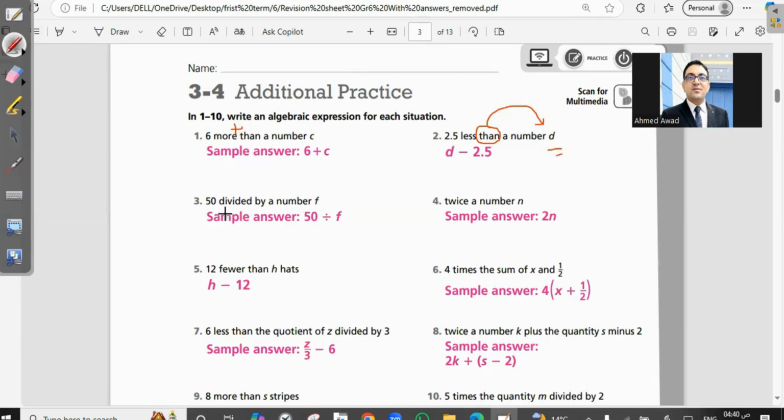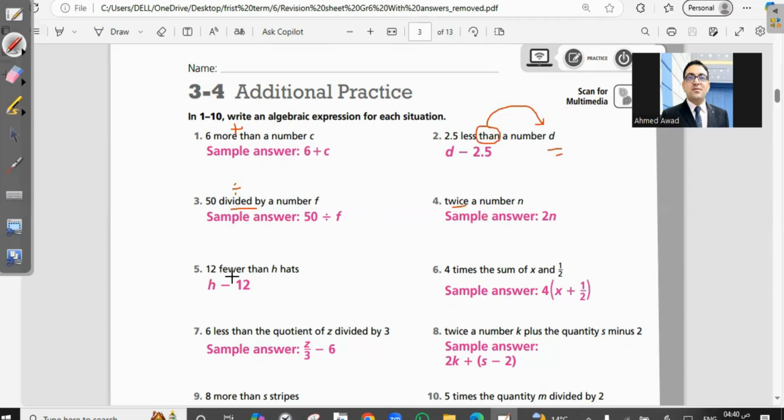Now, number 3, 50 divided by a number F. So divided by, we can say divided by or quotient, guys. It's the same idea, okay? Now divide, so 50 divided by F is going to be, yes, 50 divided by F. Now twice a number N. Twice means multiply by 2, so it's going to be 2N.